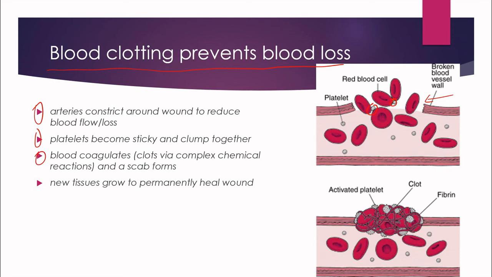Eventually, the blood is going to coagulate, so it's going to clot. There are complex chemical reactions that occur, but eventually a scab will form. And these fibers, we call them fibrin, will actually start to intertwine and bind the platelets, the red blood cells together. And like a fishing net, so to speak, it'll actually start to bind up all of those cells into a scab eventually. New tissues will grow and permanently heal the wound, but you can think of these platelets basically forming a scab or a plug in the broken blood vessel wall.